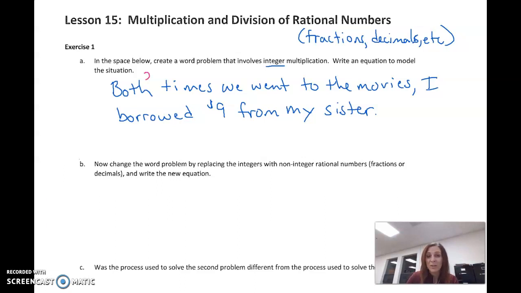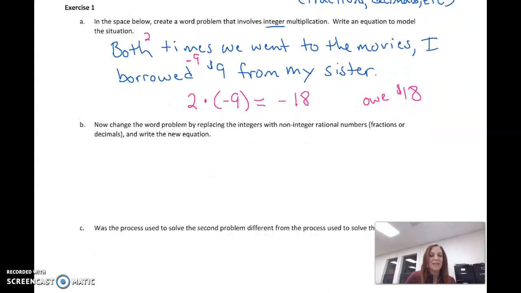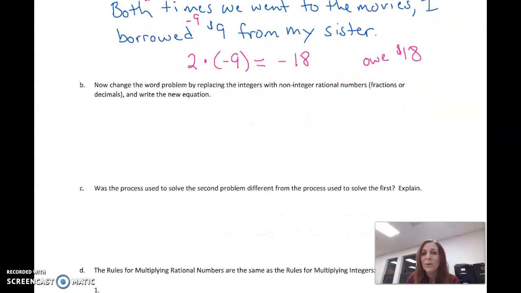So both times, that would be 2 times. And if I'm borrowing $9, that means I owe her 9. That's a negative 9. So 2 times, I borrowed $9 from her. So how much do I owe her? Well, remember our rules for integers. If it's positive times a negative, my answer is negative. And then we just multiply the absolute values. 2 times 9 is 18. So this is negative 18. So I would owe my sister $18.